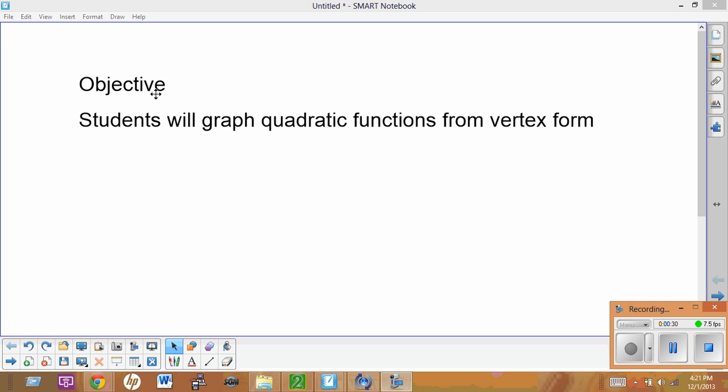All right, our learning objective for the day is students will graph quadratic functions from vertex form. Our action is graphing. We're graphing quadratic functions, and we're doing it from vertex form. And vertex form is the easiest of the three. So let's take a look and see what vertex form is.